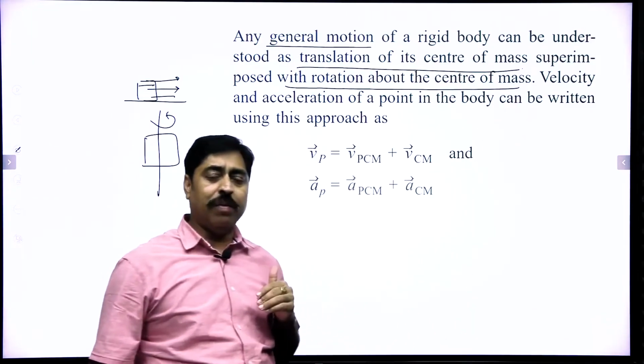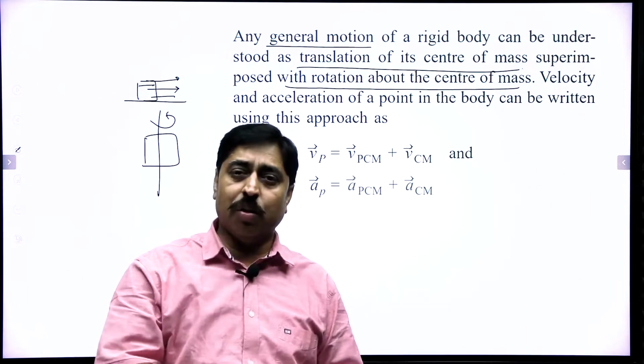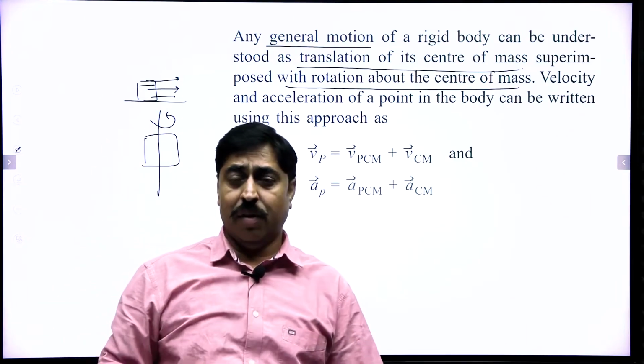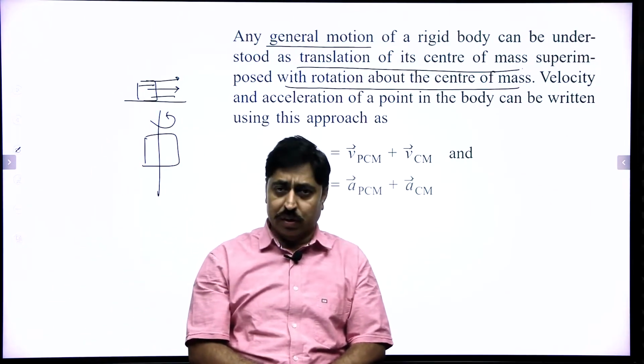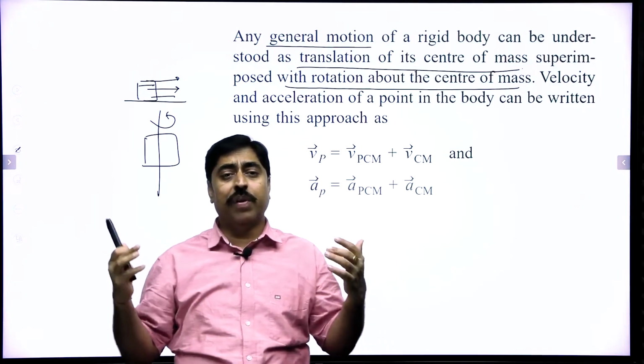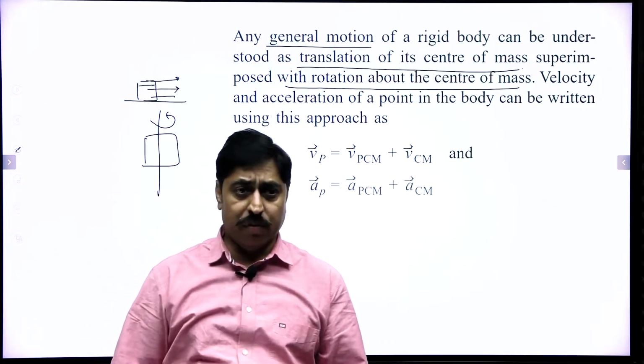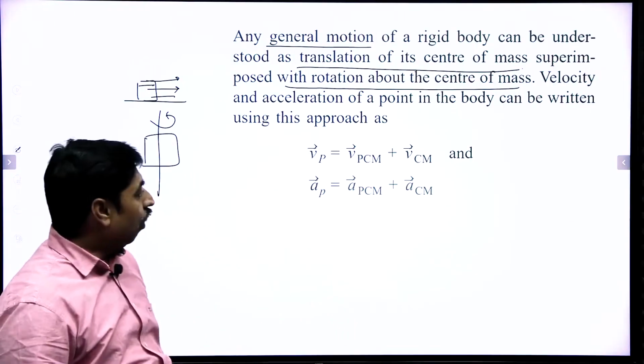That means the center of mass of the body is traveling and the body is rotating about its own center of mass. If you superimpose these two motions, then any general motion of a rigid body can be understood. This is what is being said.